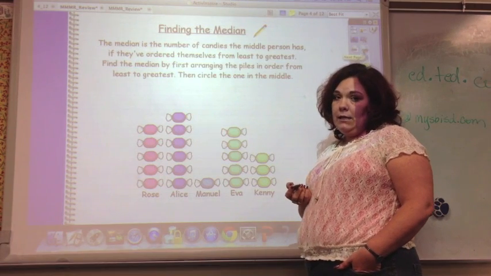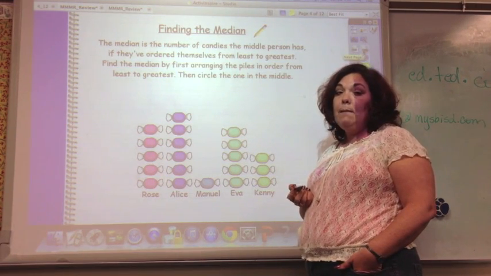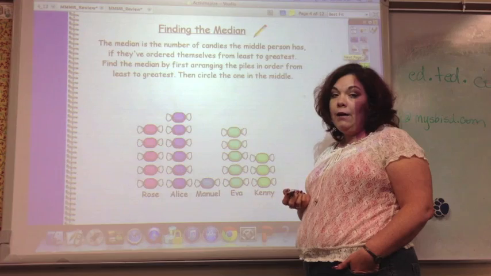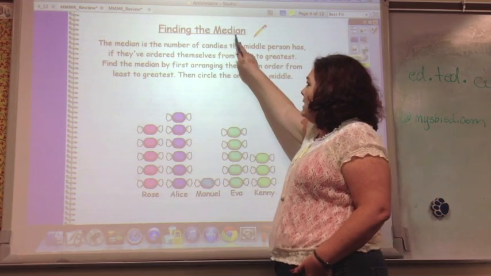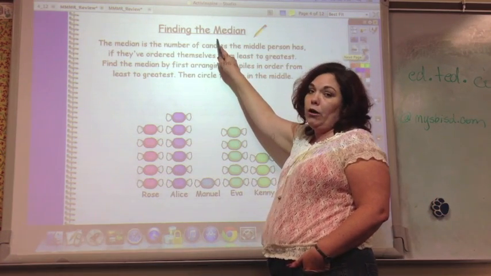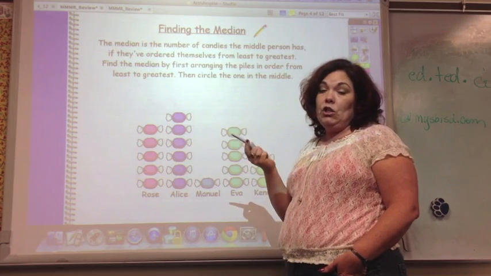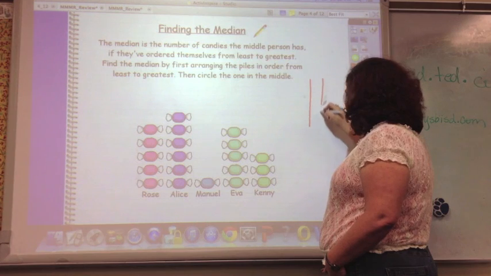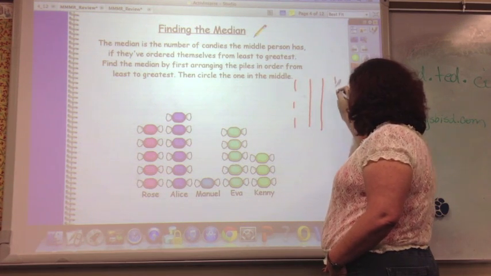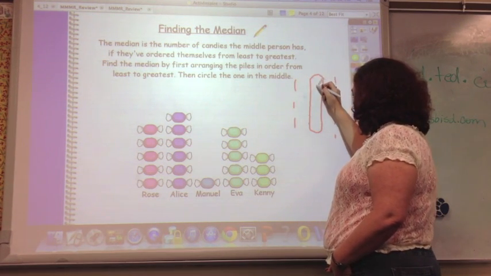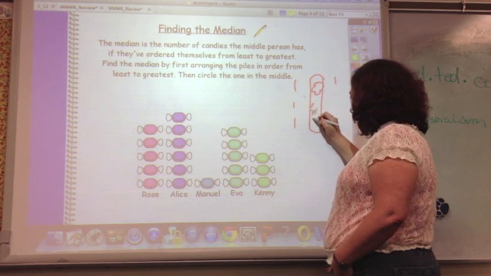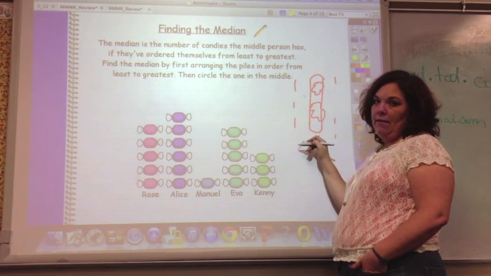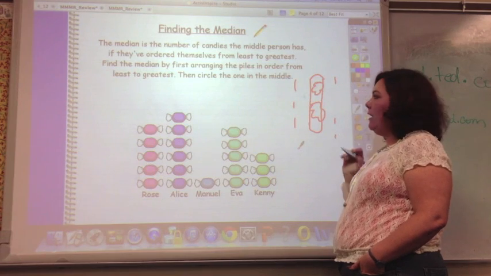Now the median is middle, okay? And the way I remember this is that D is in the middle of the word, and middle has 2 D's. And a median is the thing in the center down a road, like that has trees in it. That's a median, and that runs down the middle, okay?